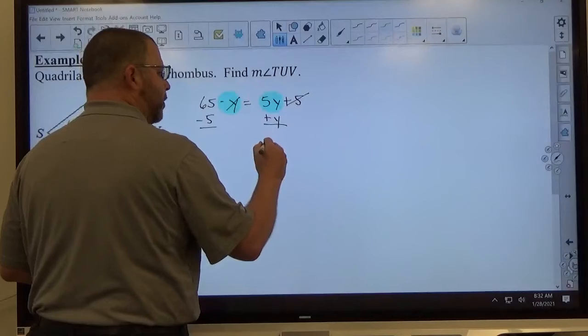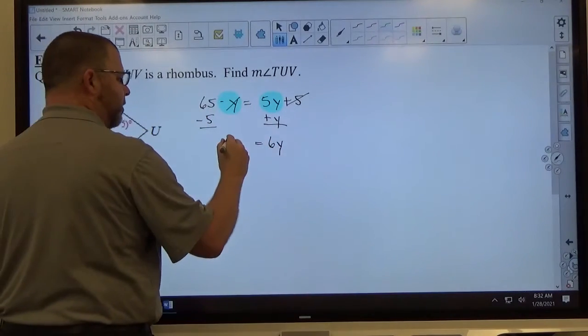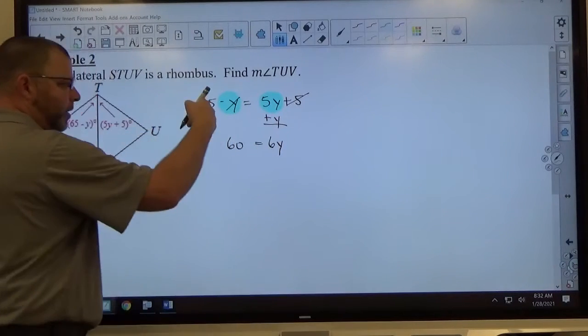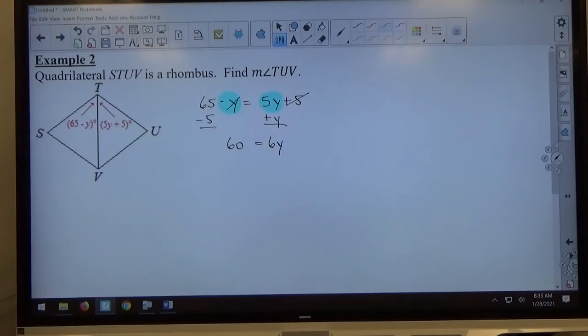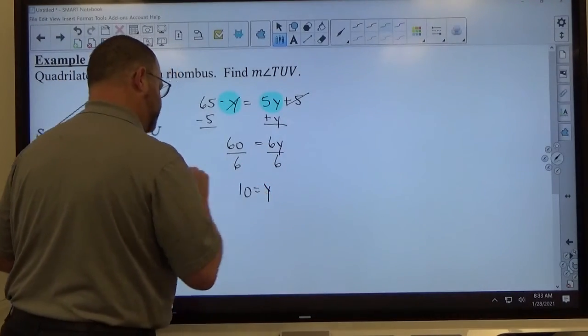So 5y plus 1y makes 6y, and 65 minus 5 makes 60. These were the same, so I added; different, I subtracted, bigger number positive in all cases. Divide both sides by 6, gives me y equals 10.